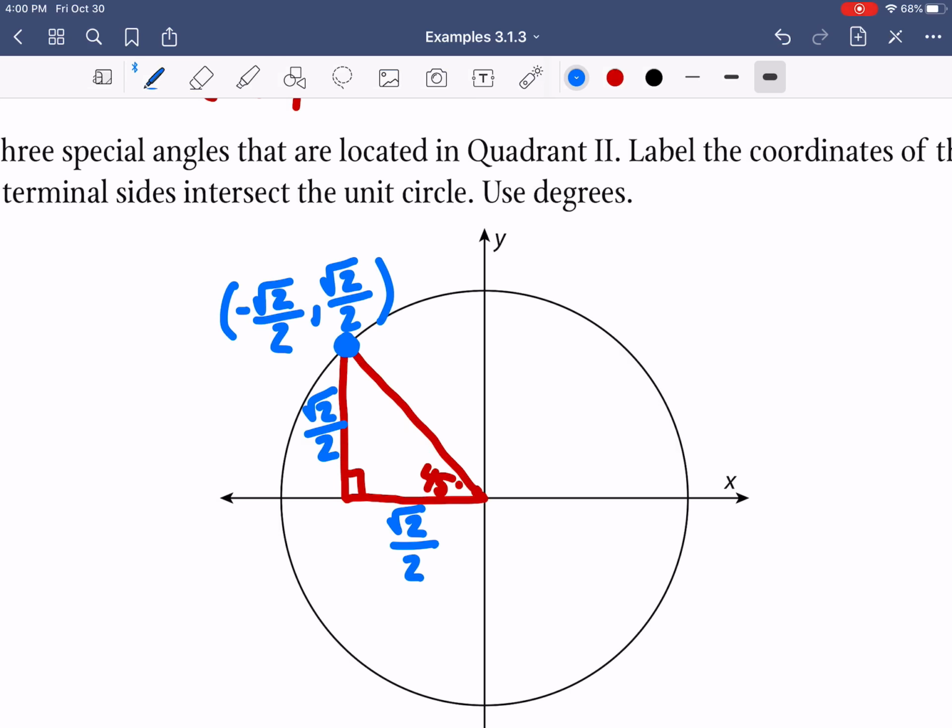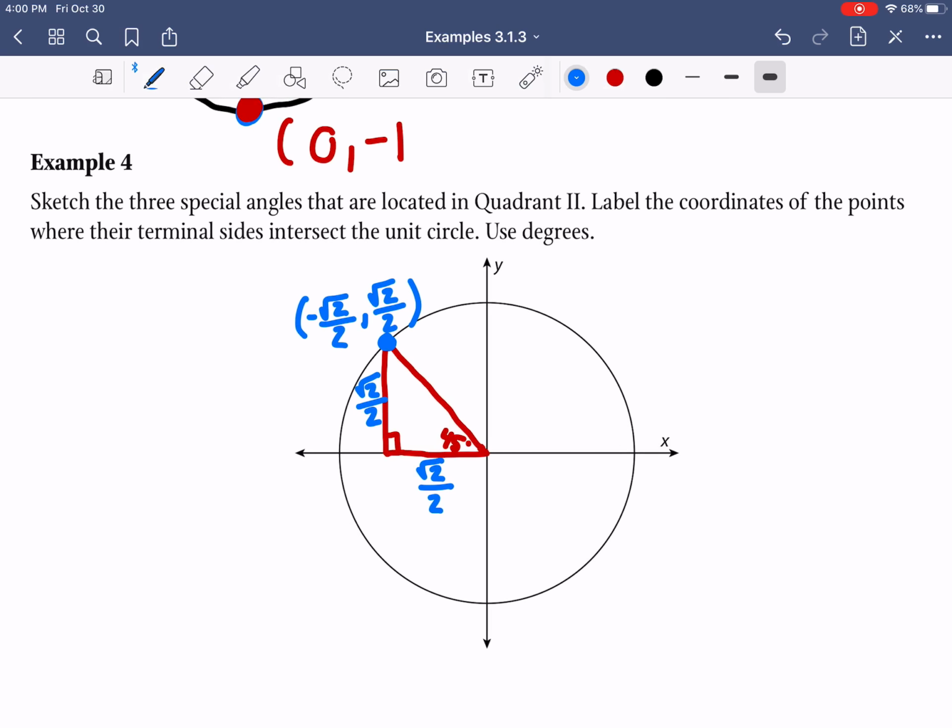I need my pen to be smaller to be able to write on this thing. Okay, then I need to do my 30 and my 60. So I'm going to do my 60-degree angle. So it's bigger than 45, right? So this one's going to be 60 degrees. And it's going to go down here to form my right triangle. I'm going to find these coordinates right here.